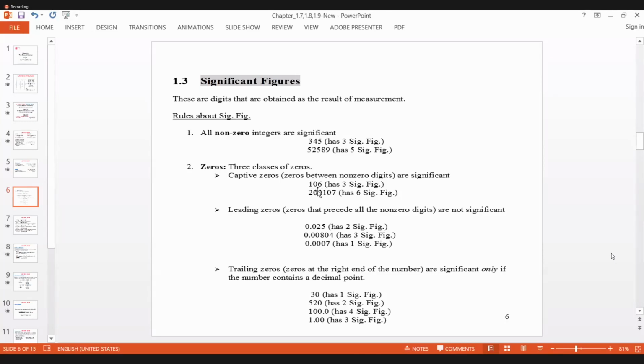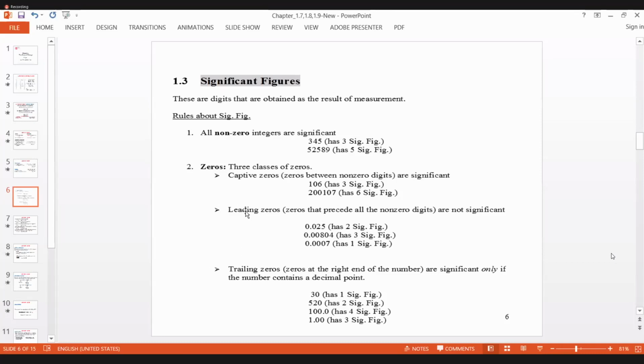So now here is 0. 0 between 2 and 1, and between 1 and 7. So these zeros are significant. This 0 you cannot delete. This is captive 0. So how many significant figures in the second? 1, 2, 3, 4, 5, 6. So there are 6 significant figures.